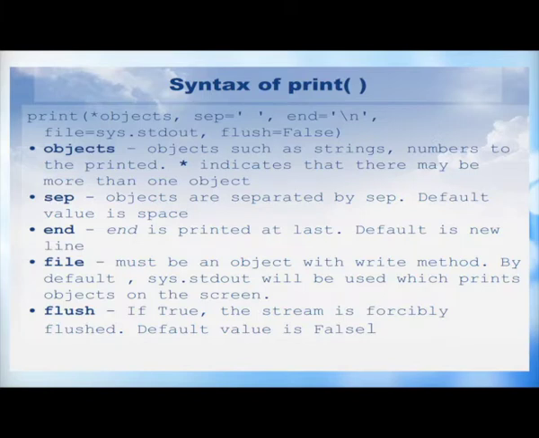Then the fourth argument is where do we want to write the output, whether it is on the console or on the file. By default, screen will be the output device. Then the last one will be flush.